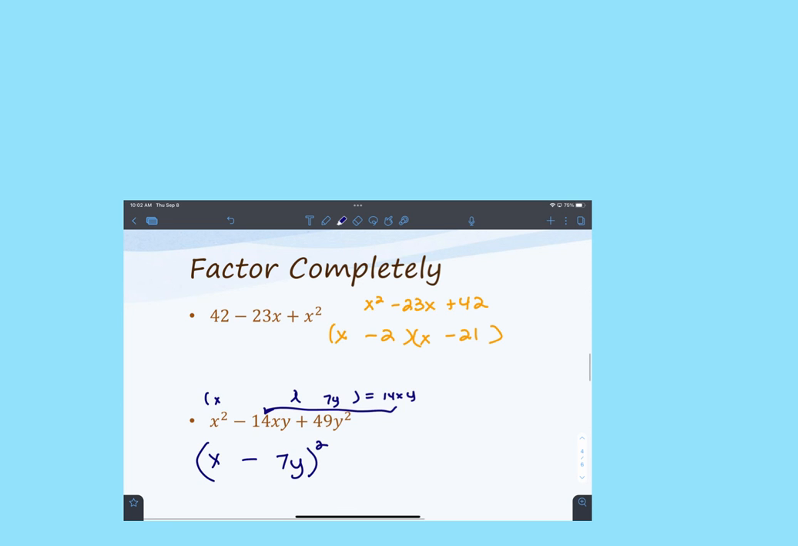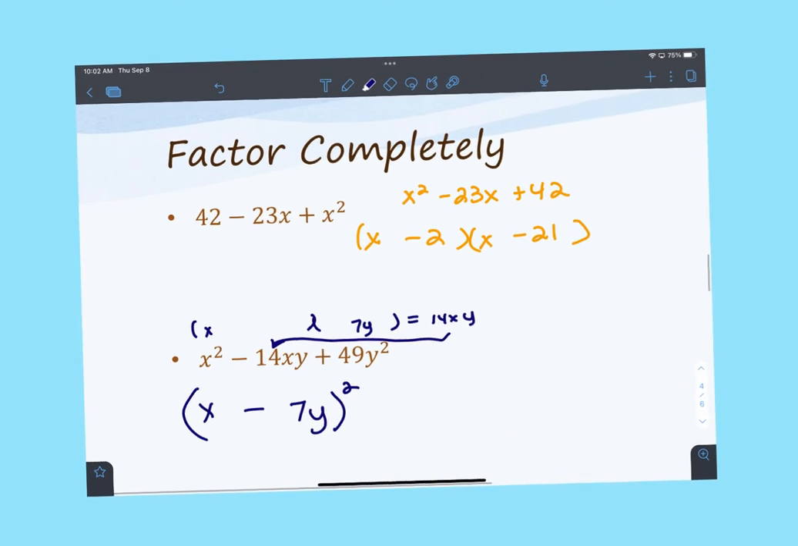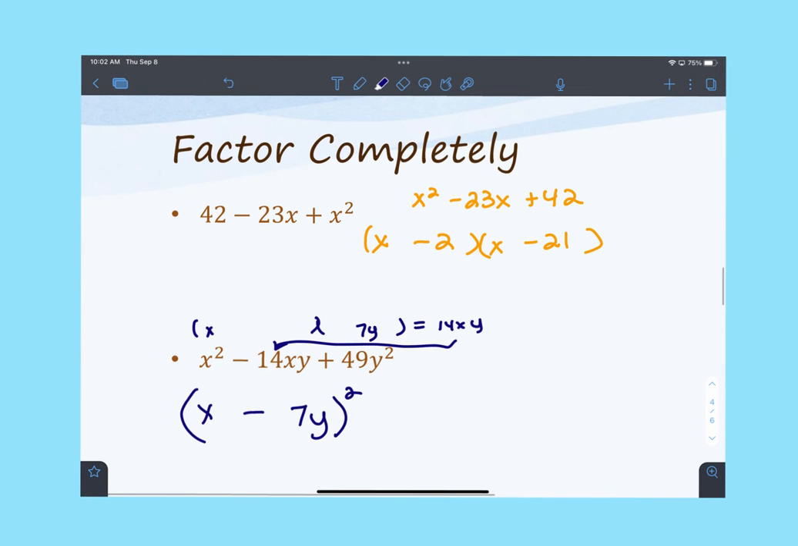Okay, so again, on the first one, we rearranged it. We got x squared minus 23x plus 42. You're looking for the factors of positive 42 that sum to negative 23, which were negative 2 and negative 21. Also, if you left it as 42 minus 23x plus x squared, then you would have gotten 2 minus x and 21 minus x. It's still totally right. On the second one there, this was a perfect square trinomial, okay?